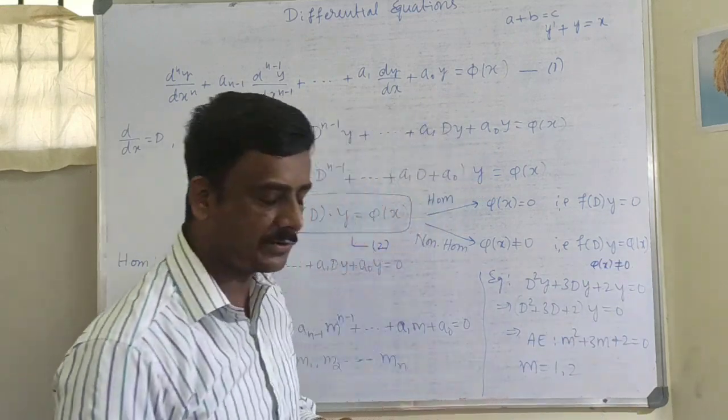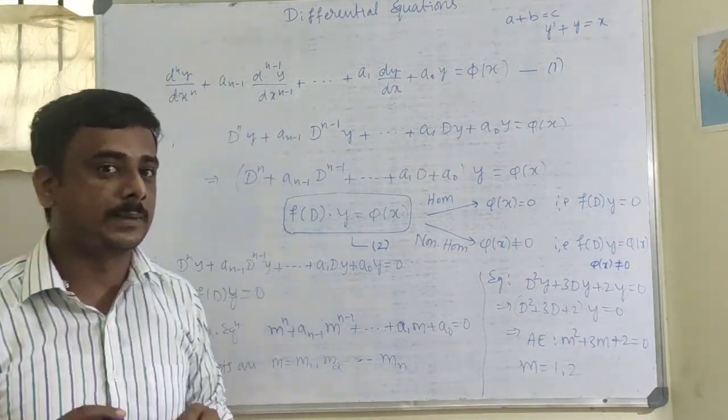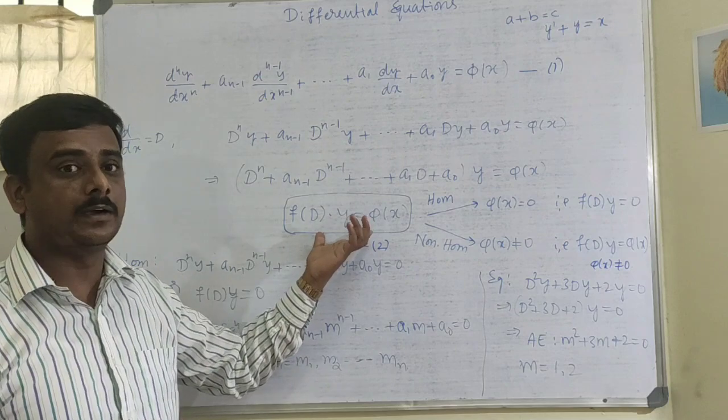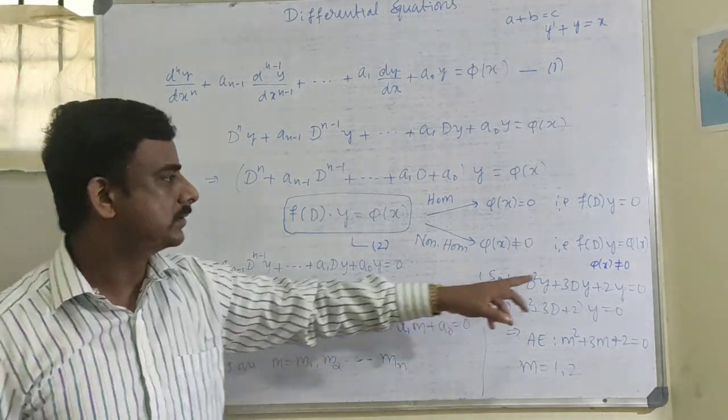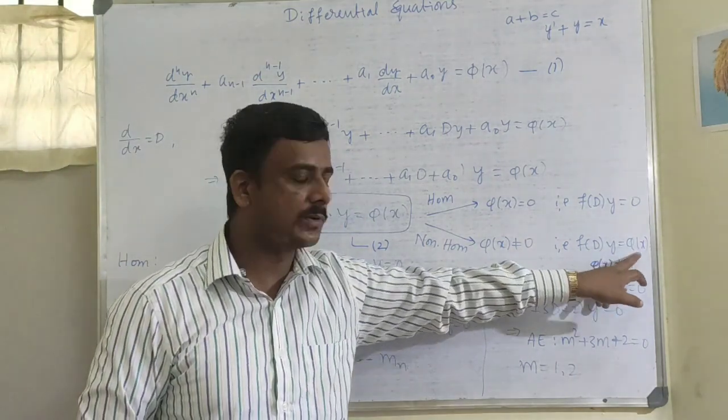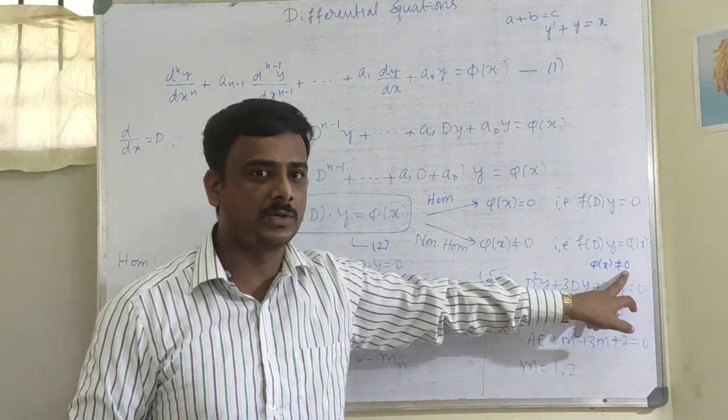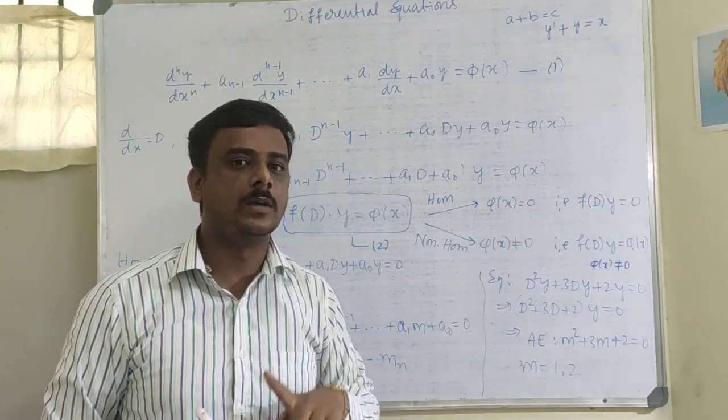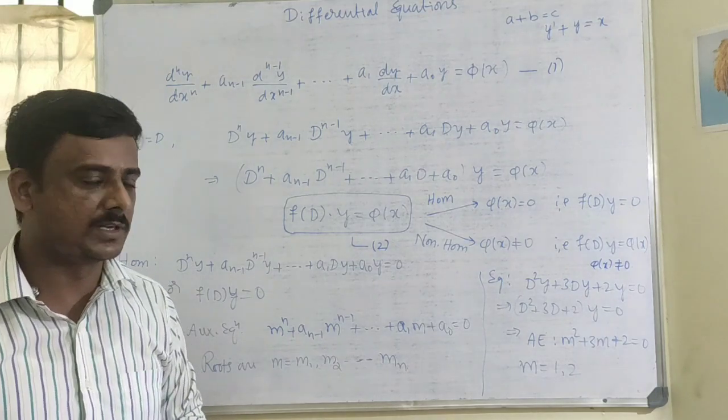If I just write f of D into y equal to phi of x, that represents just a linear differential equation of nth order. If I write f of D into y equal to phi of x with phi of x not equal to 0, that represents a non-homogeneous linear differential equation.